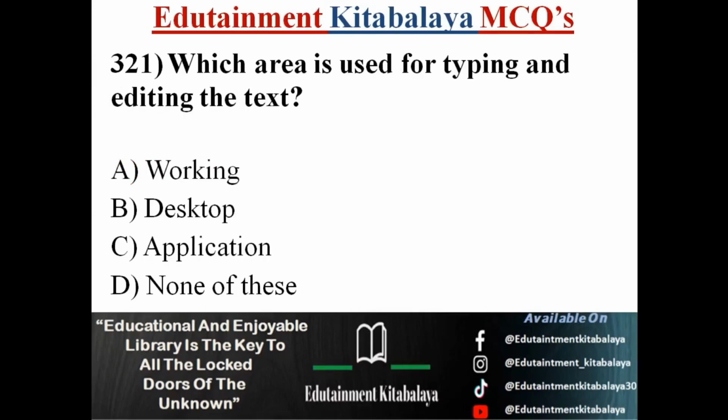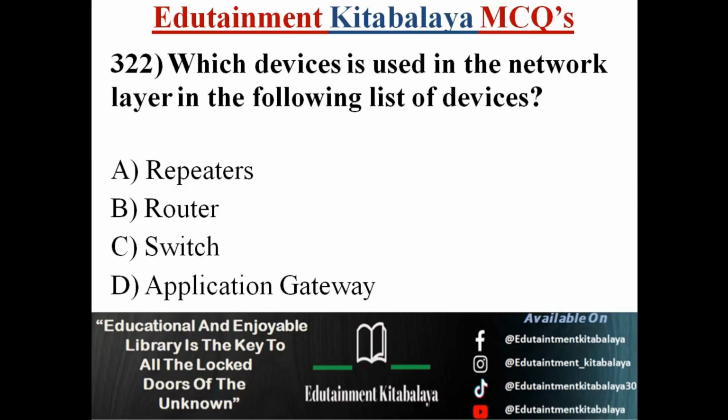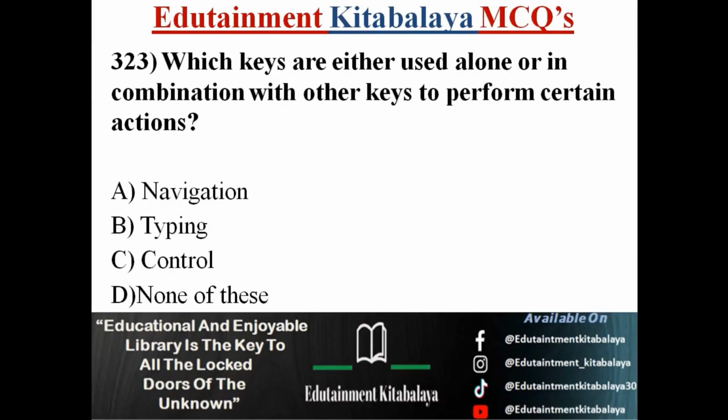Question number 321. Which area is used for typing and editing the text? A. Working. B. Desktop. C. Application. D. None of these. Correct answer is C. Application. Number 322. Which devices is used in the network layer in the following list of devices? A. Repeaters. B. Router. C. Switch. D. Application gateway. Correct answer is B. Router.